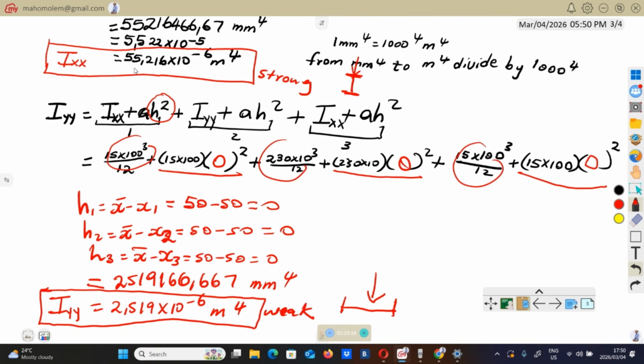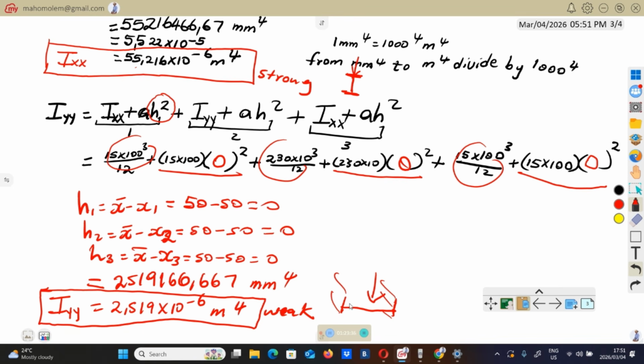So this 55 is bigger than this 2.5. So when you position a beam like this, it means that it will be strong compared to when your beam is placed like that. So that is the meaning of this.